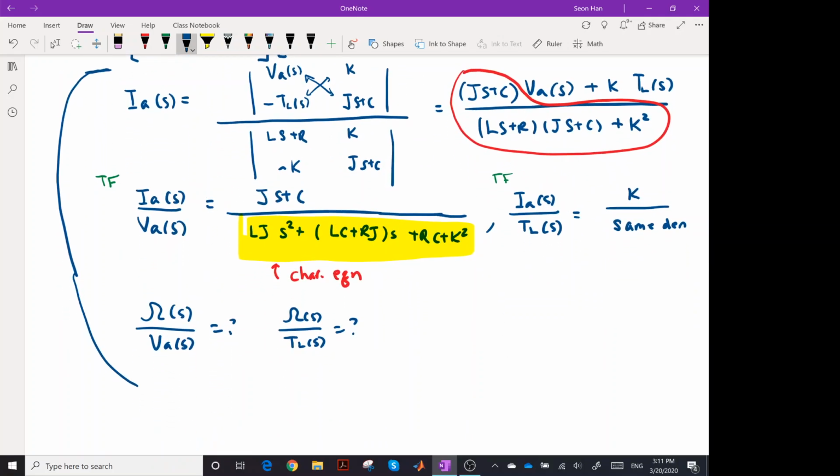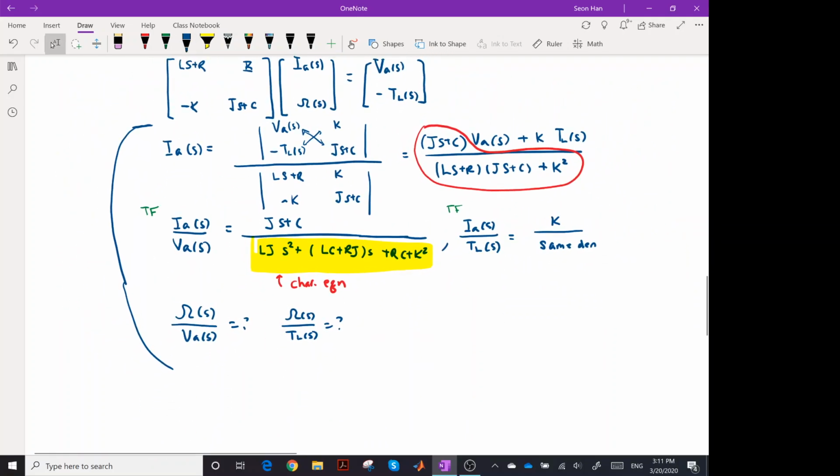Now I can no longer see what I wrote. Oh, here it is. Okay, and solve for the omega. Omega sub S, you'll have the same identical denominator, and on the top, what you do is you take out the second column, which is the coefficient matrix of the omega, and then replace it with the inputs VA and minus TL sub S.